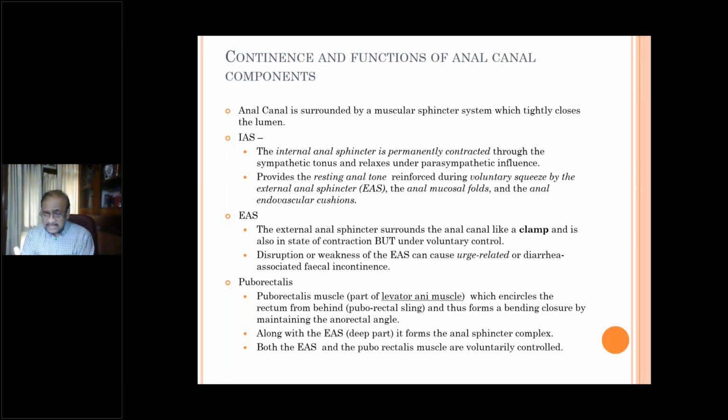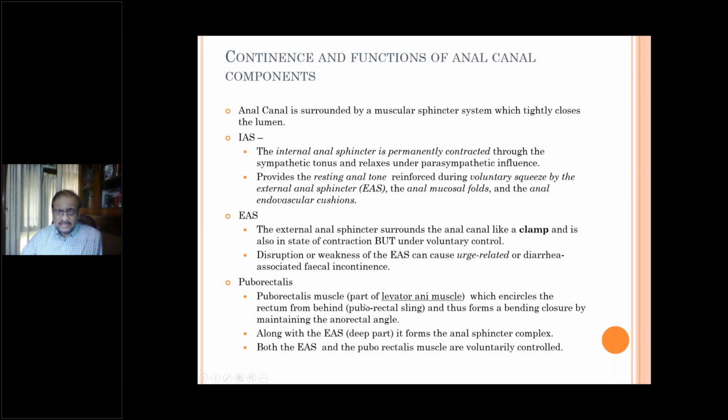So the internal sphincter, the external sphincter, which acts like a clamp, and from inside, you have what? The longitudinal folds, that is the columns of Morgagni, and the endovascular cushions. Together, all 4 make it a watertight junction. What about the external anal sphincter? I just told you it acts like a clamp under your voluntary control. You want to defecate, you don't want to defecate, that's under your control. And basically, when you have some kind of EAS injury, you would be having what? Urge-related or diarrhea-associated fecal incontinence.